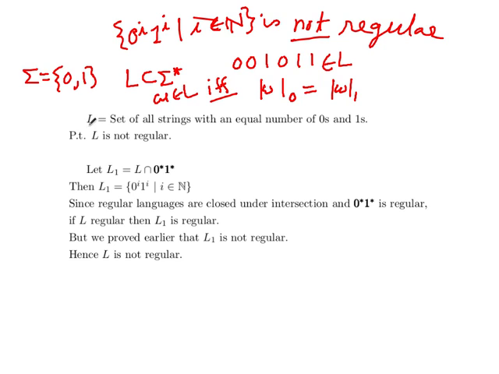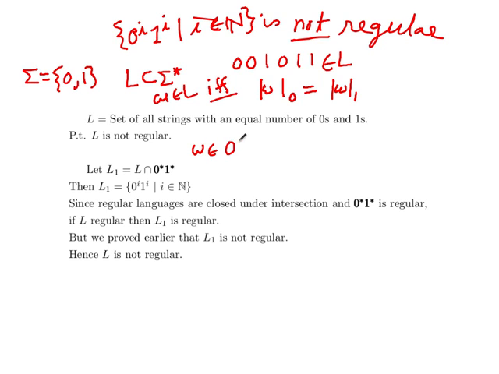So we take this L and then we take the intersection with this thing, which is expressed as a regular expression. What is this? It's the set of all strings where you have a bunch of zeros and then a bunch of ones, right? Now what is this intersection? Any string here has to have an equal number of zeros and ones, and it has to be of the form, say, 0 to the i and 1 to the j. So that means this i and j should be equal.